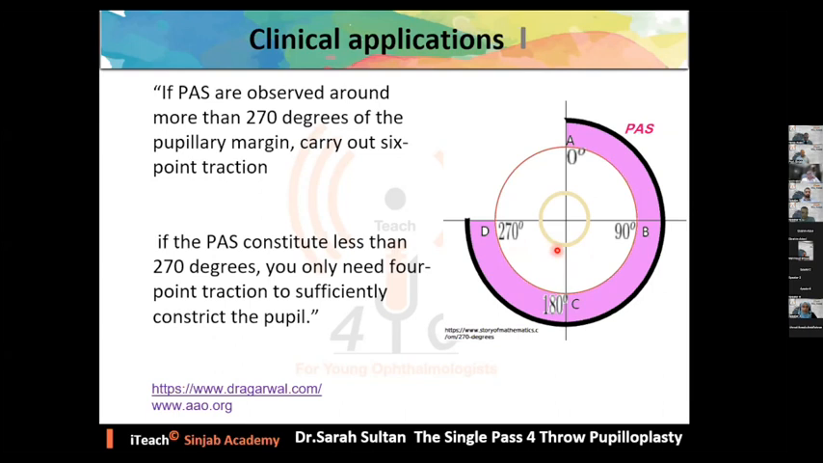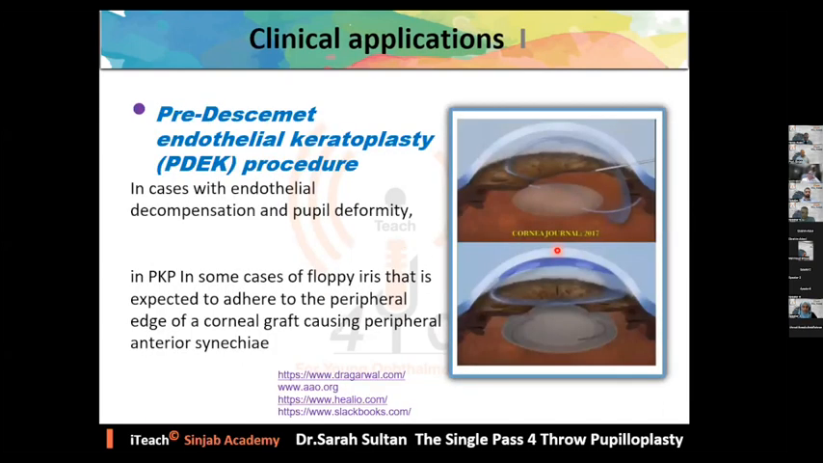In pre-descent endothelial keratoplasty, an important consideration is to prevent and minimize endothelial cell loss. In cases with endothelial decompensation and pupillary deformities, pupilloplasty is performed to compartmentalize the eye into anterior chamber and posterior chamber, acting as a diaphragm to prevent escape of the air into the vitreous cavity. This maintains effective air tamponade in the anterior chamber, prevents posterior dislocation of the graft, and facilitates graft adhesion.